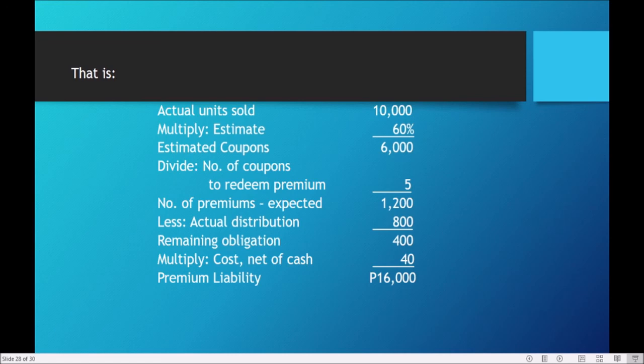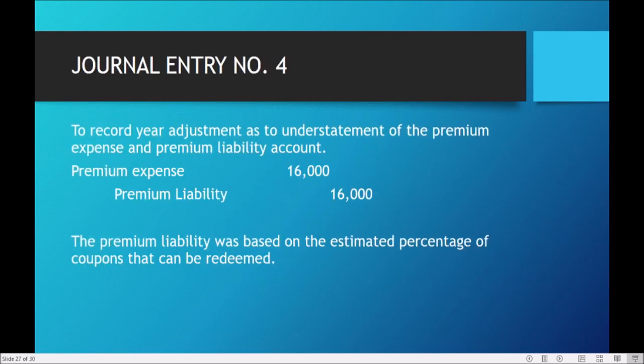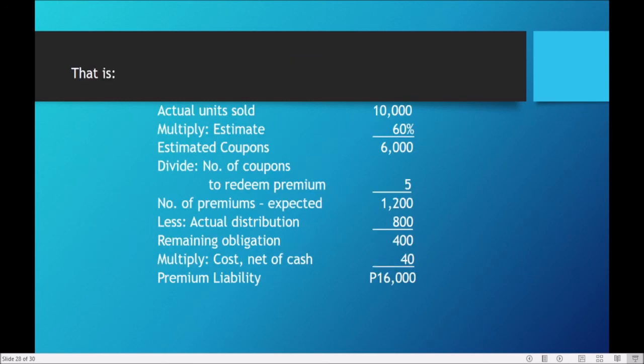So, we need to recognize that as estimated premium liability. The question is, at what value? Well, because premium expense is valued at cost minus any cash received from redemption, we will multiply it by 40. So 400 multiplied by 40, we will say that we have 16,000 premium liability. So that's why, going back to the entry, the premium expense is at 16,000, then the credit to premium liability is 16,000. So, that is the accounting on premium liability and warranty liability.